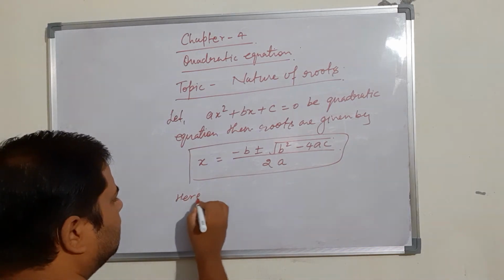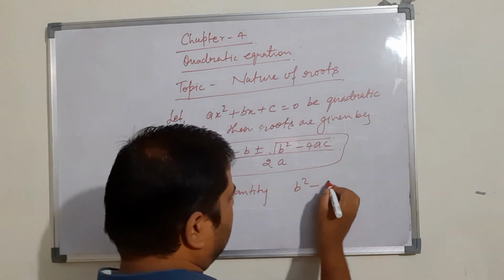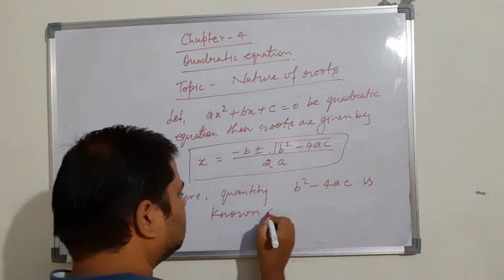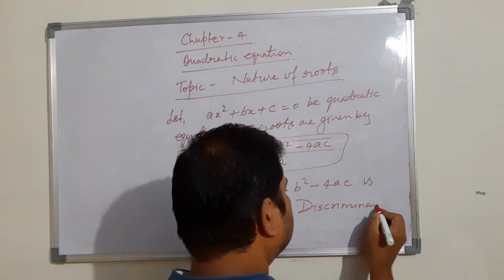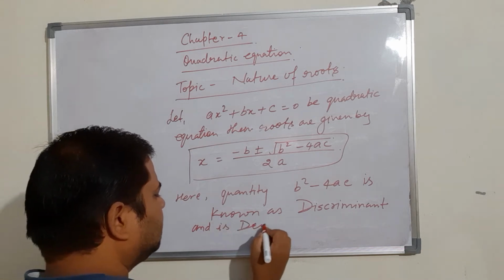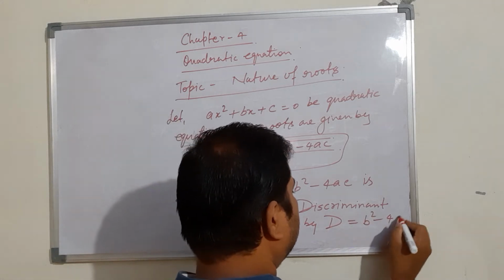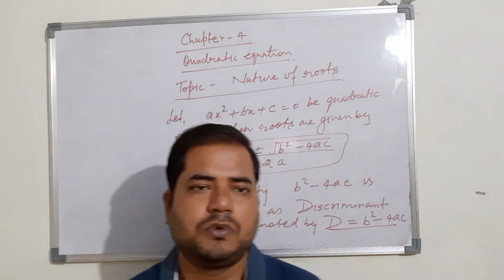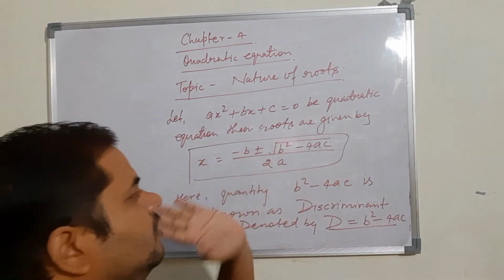Here the quantity b square minus 4ac is known as discriminant and is denoted by D is equal to b square minus 4ac. Okay, so the nature of roots only depends on this particular discriminant because this is under the root.